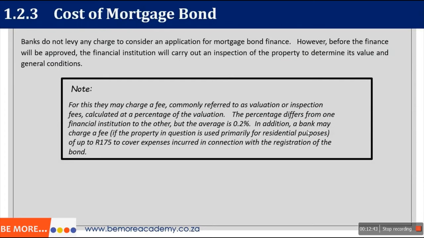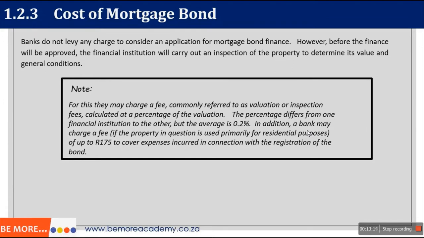Banks do not levy any charge to consider an application for mortgage bond finance. However, before the finance will be approved, the financial institution will carry out an inspection of the property to determine its value and general conditions. And then they will charge you that. There is a charge towards your home loan. They will just add it on there once it has been approved. So they don't charge prior, they only charge on the approvals.